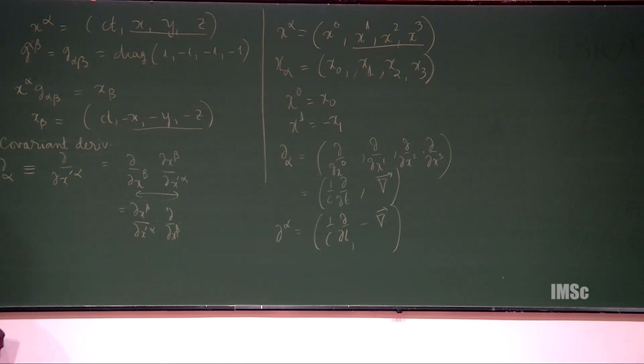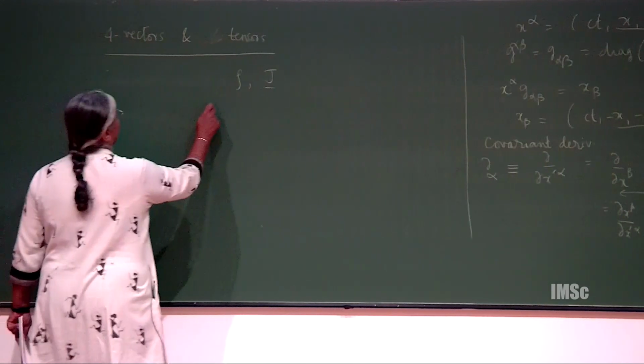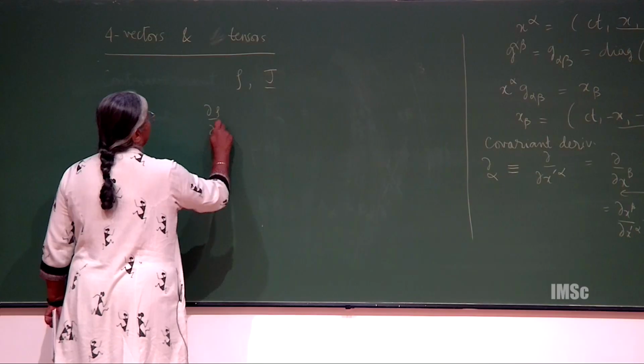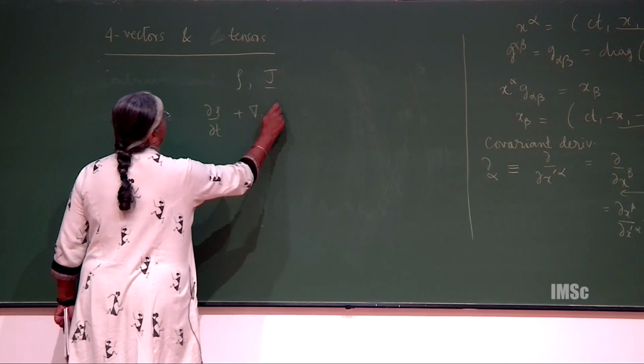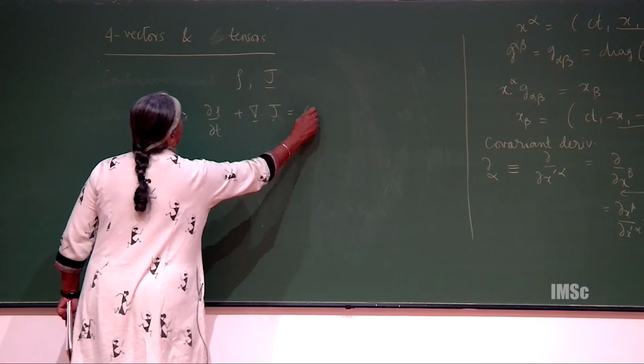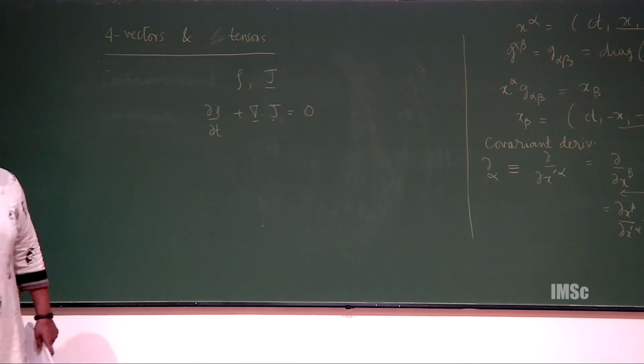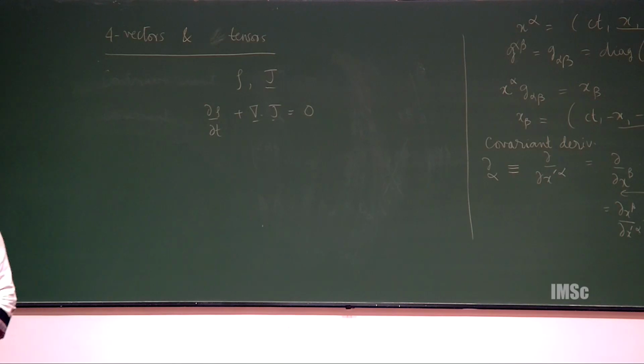I'll give you an example of the continuity equation. You have seen the continuity equation. If I have a charge distribution rho, this is a charge density, and a current density J, then the continuity equation can be written as d rho by dt plus del dot J equal to 0, right? I hope everyone has seen the continuity equation.